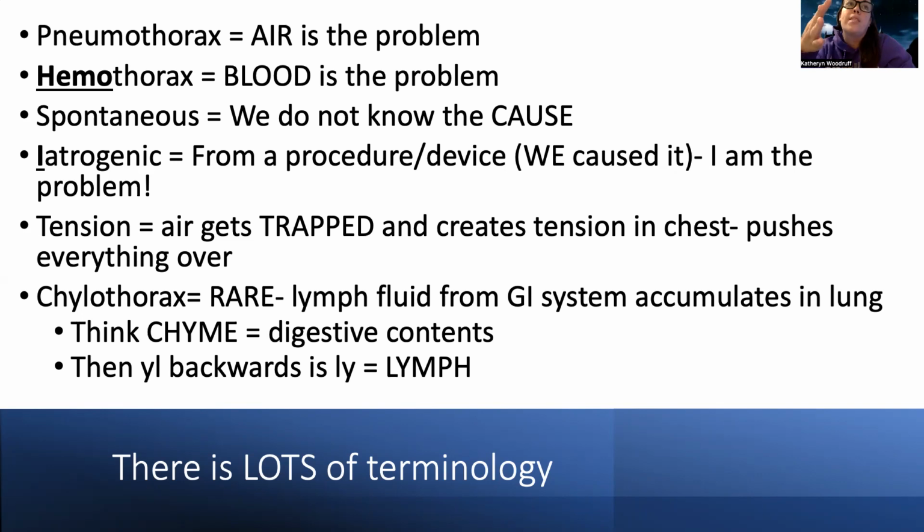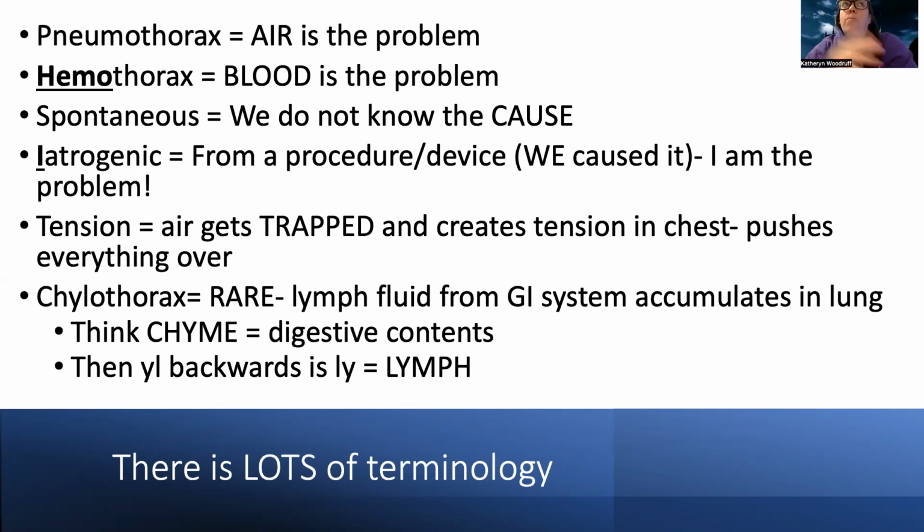The way I remember this is that chyme is digestive contents, and if you put YL backwards, it's LY, for lymph. So if that helps you to remember chylothorax. Chylothorax is lymph fluid from the GI system that gets in the lungs.